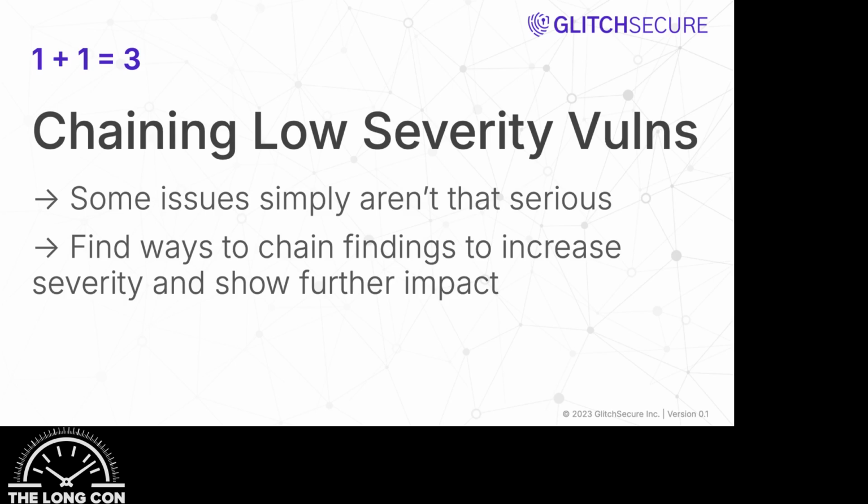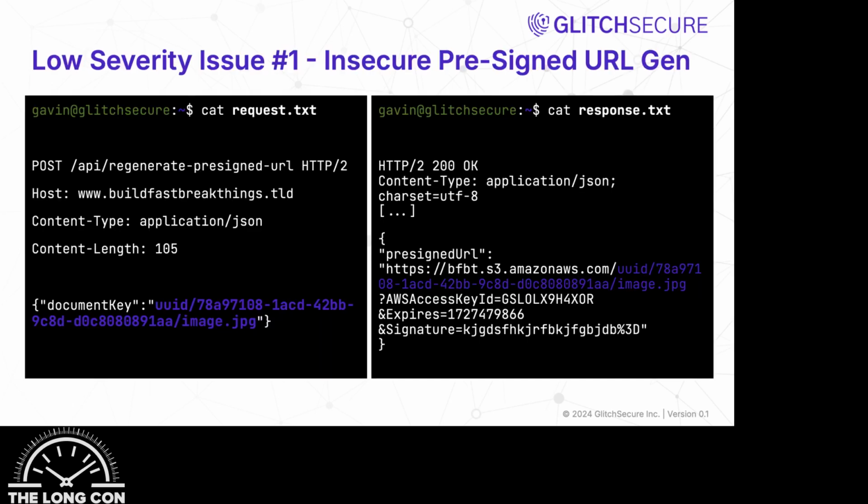I'm actually going to pick on Gavin here, who's the next speaker. He found this really good chain on one of our customers recently, where he was able to take a low severity and a medium severity and get a critical. In this example, and this was a real vulnerability, there was a publicly accessible API endpoint that generated an AWS S3 key.